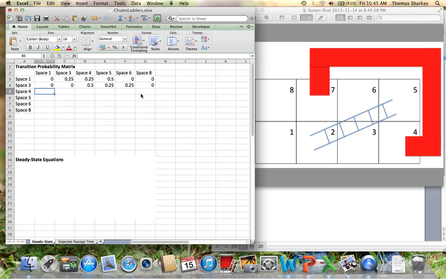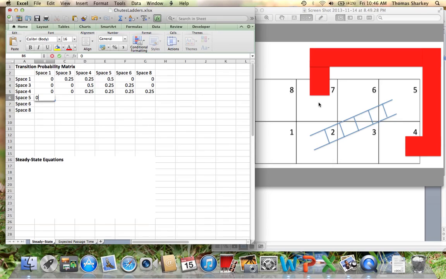So looking at where I can move out of space 4, I have a 0 probability of going to space 1, a 0 probability of going to space 3. I have a positive probability of ending up back on space 4, because if I spin a 3, I end up on 7, and I end up back on 4. So I have a 0.25 of ending on space 4. I'll also have a 0.25 on ending on space 5, 0.25 ending on space 6, and then a 0.25 of ending on space 8.